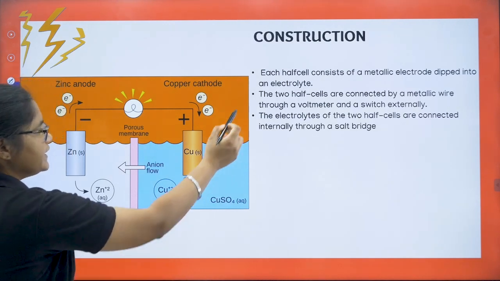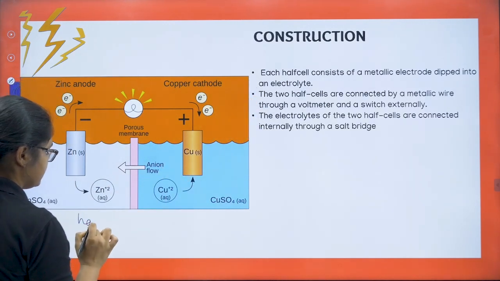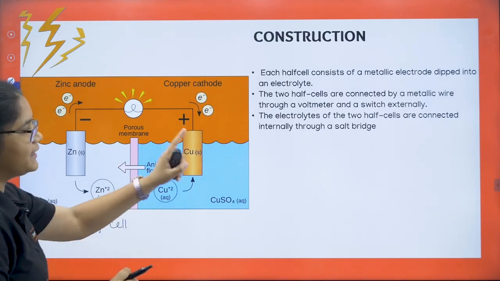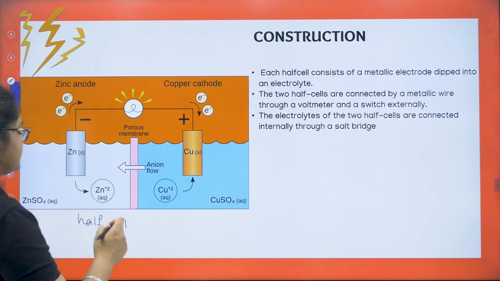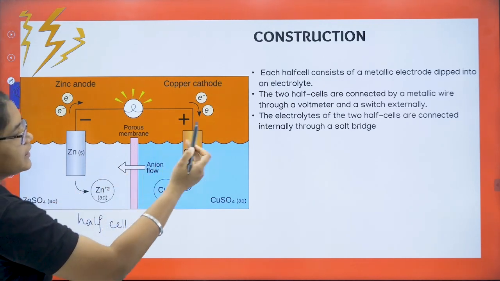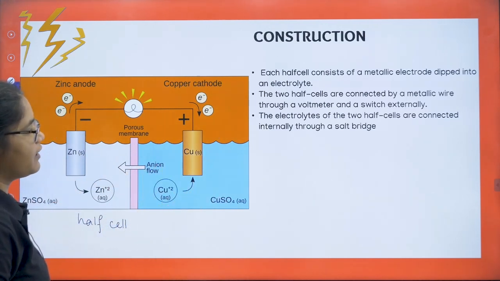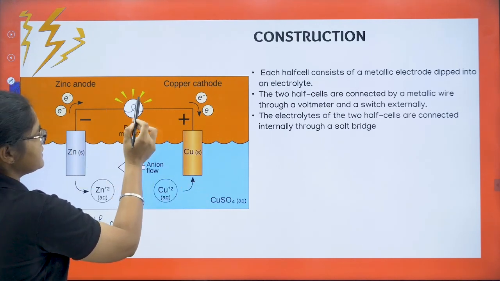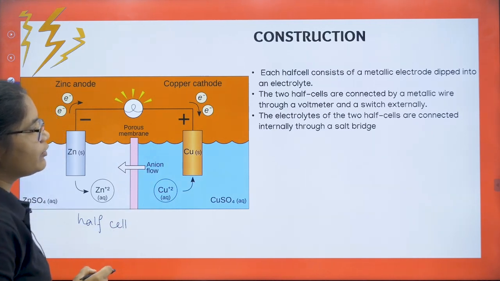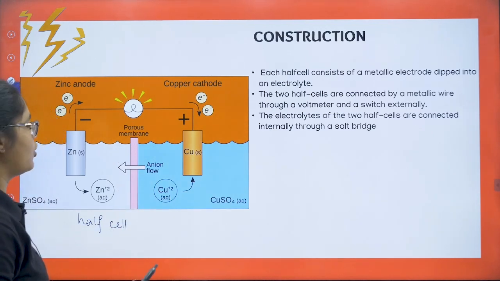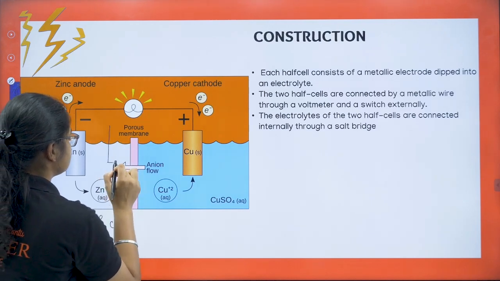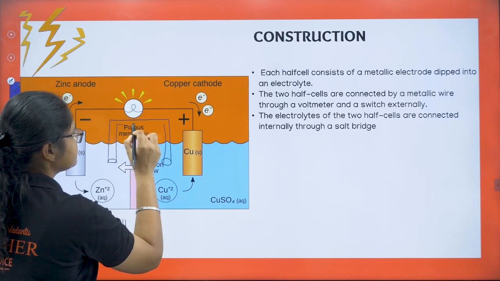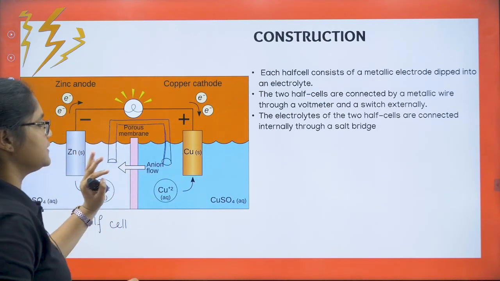Each half cell, this one part, is called a half cell. Each half cell consists of a metallic electrode dipped in an electrolyte, as you can see, Zn and ZnSO4. The 2 half cells are connected by a metallic wire through a voltmeter and a switch externally. The electrolytes of the 2 halves are connected through a salt bridge. I'll draw the salt bridge here. A salt bridge is like this, present between the 2 electrolytes.